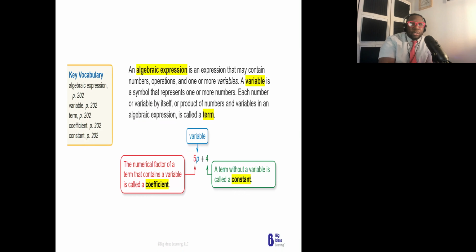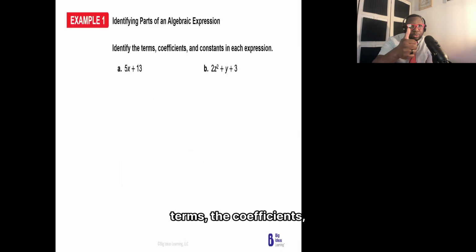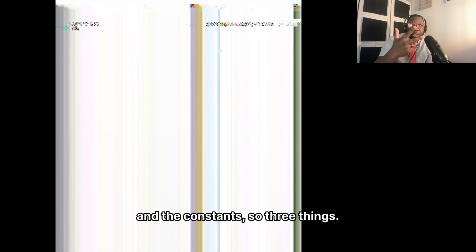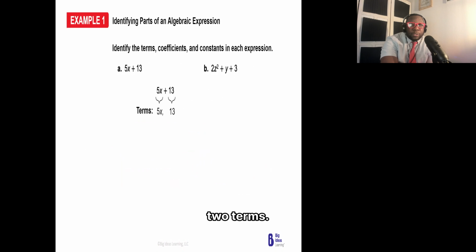So taking a look at the example that we have here, where we want to identify the terms, the coefficients, and the constants. So 3 things. First off, what are the terms? When we're looking at 5x plus 13, the terms are 5x and 13. Those are the 2 terms.